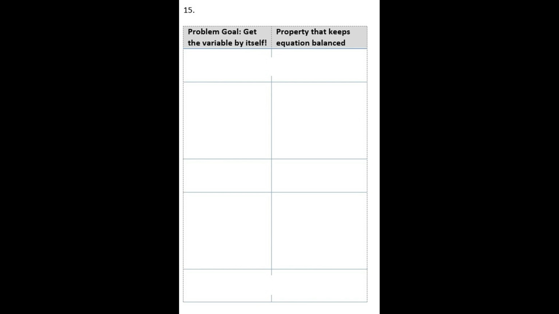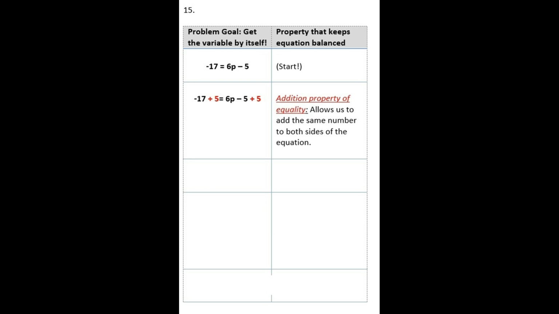We're starting off with number 15. Now, we're still solving two-step equations. And again, our goal is to get the variable by itself. We call that isolating the variable. So we have here negative 17 equals 6p minus 5. So the first thing we're going to do is get rid of that minus 5 by adding 5 to both sides. That's the addition property of equality. Now that allows us to add the same number to both sides of the equation and keep it balanced.